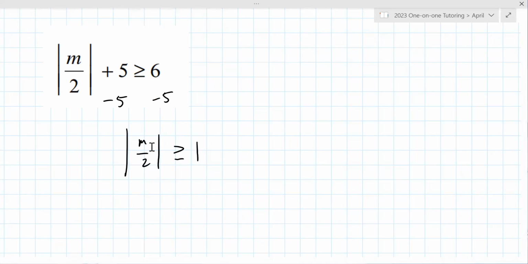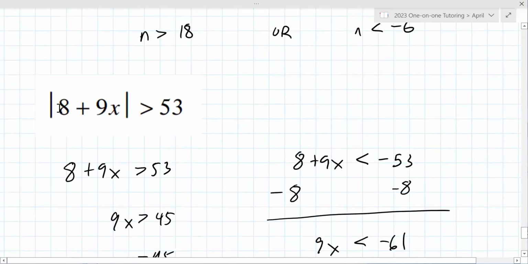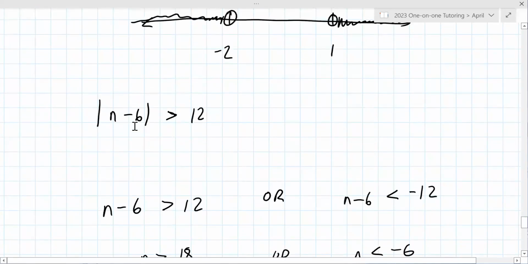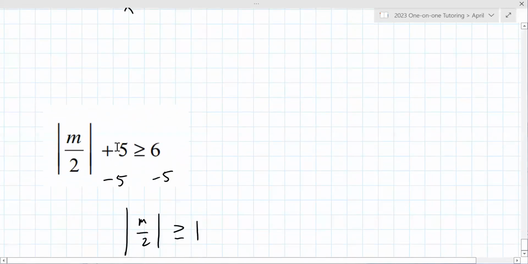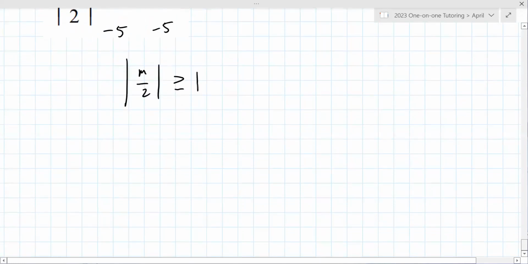But now you have to negate it, or no. What I'm saying is in all the previous problems, it was already solved for the absolute value. You have to make this one additional step here to solve for the absolute value. And then you can do what we've been doing. You can write m/2 greater than or equal to 1, m/2 less than or equal to -1.